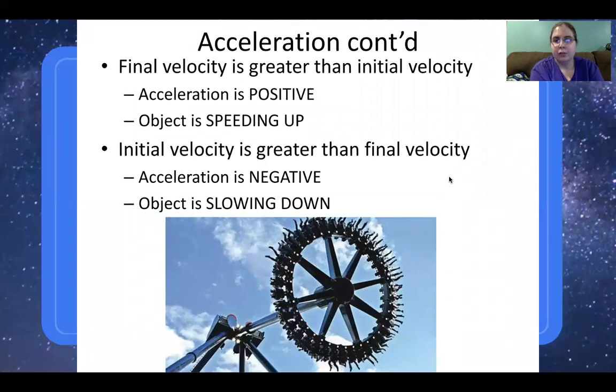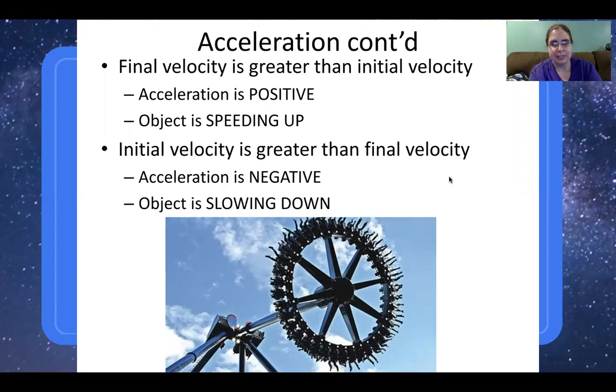Final velocity is greater than initial velocity. So if the final velocity is greater, then you're subtracting the smaller initial velocity from the larger final velocity. This means that you were going at a slower speed and then you increased the speed. So the object is speeding up, and this means that the acceleration is considered positive because you are accelerating in the forward direction. Because remember, in physics, the positive and negative signs refer to direction, not value.